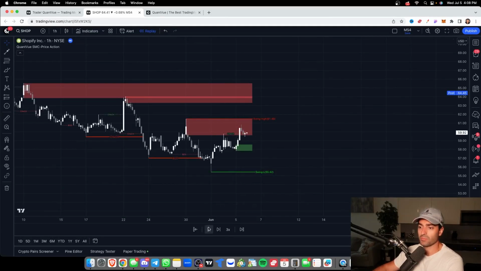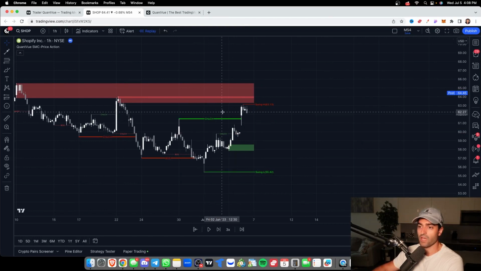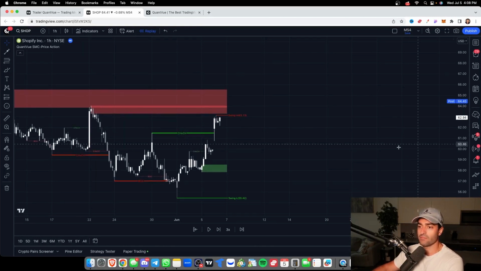So we get this order block printed here. We get this bullish change of character, which means that this downward trend that we've seen these last few weeks ended up shifting. We got a break in market structure.